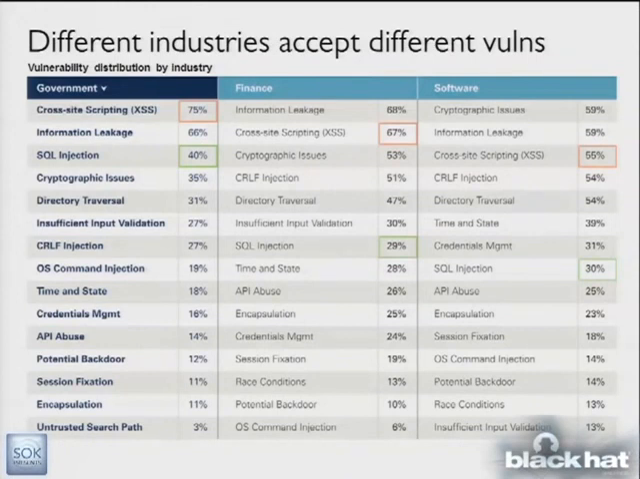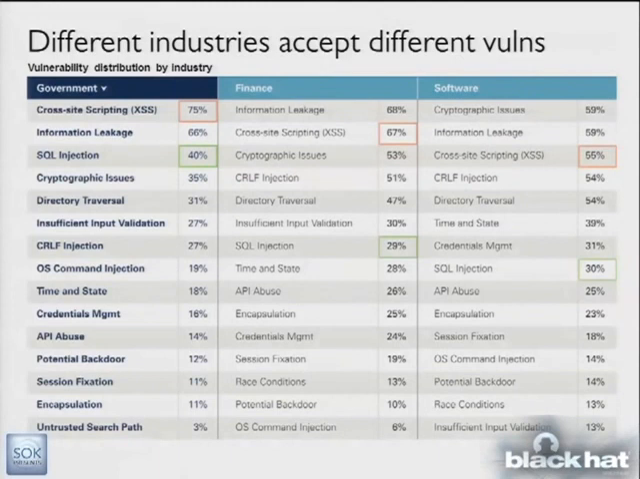And then finance and software were two other industry verticals that we had a significant amount of data in. We do have data from retail, manufacturing, healthcare, but the sample size for those was less than 100 apps, so I didn't want to use that data. But for these, we have thousands of apps in each of these categories. And you can see that there's a significant difference with cross-site scripting. Government, 75% of apps were affected. Finance 67, and the software industry 55.